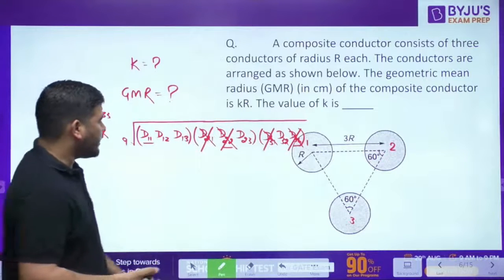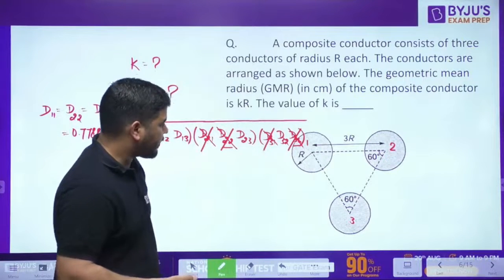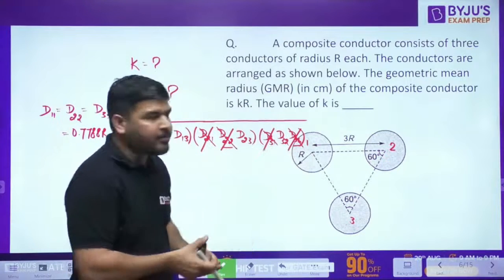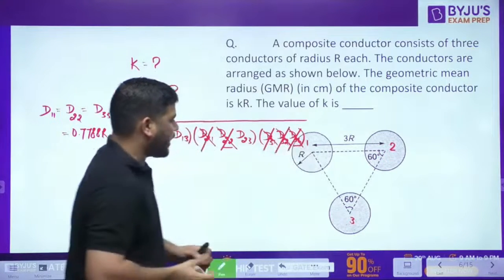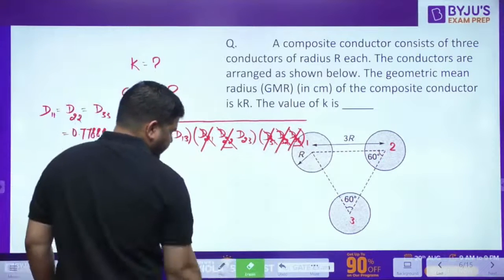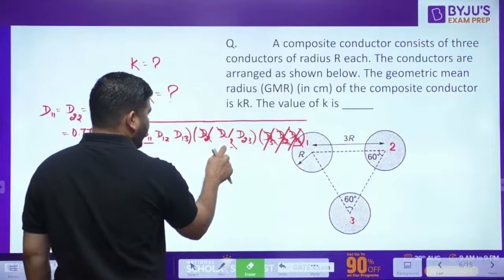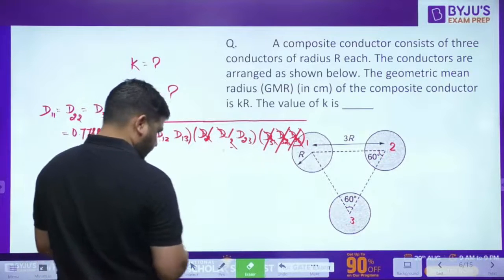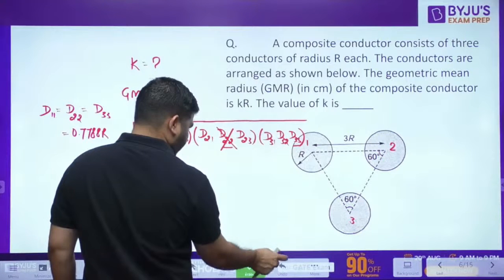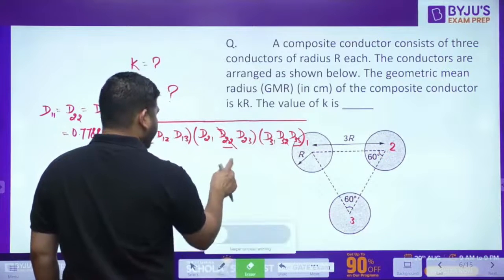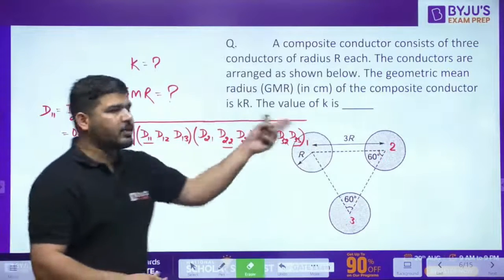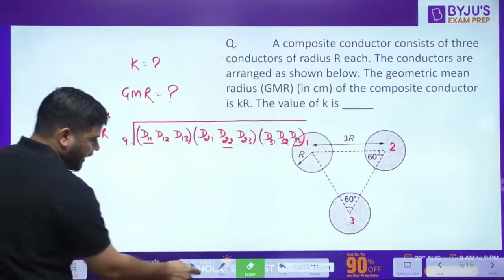Okay, now it's time for D23. You can see that D23 and D32 are the same, so you can again neglect it. Or there is one more way: don't neglect anything. If you don't neglect, then also you can put these values and solve it. So let's solve it. Let's not neglect anything.